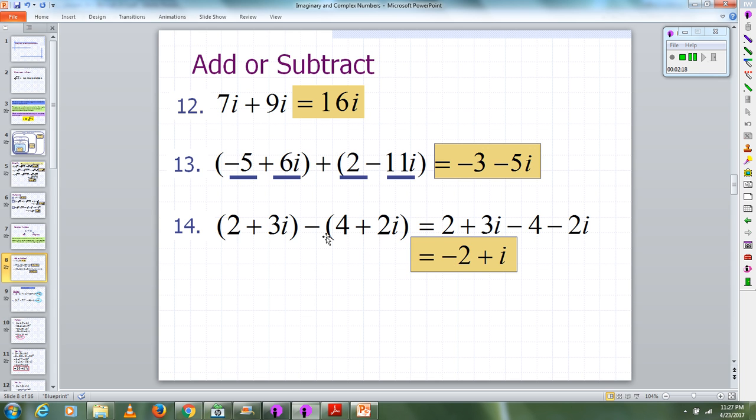Now be careful right here: since we have a negative in front of another complex number, go back and review from Algebra 1. If you have a negative in front of your binomial or polynomial, you have to distribute the -1 to each term inside. So in this case, we distribute the -1 to the real number and to the imaginary number. That's why we end up with -4 minus 2. So 2 minus 4 will give you -2, and 3i minus 2i will give you i.